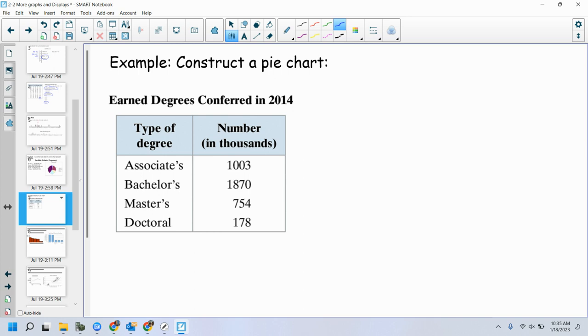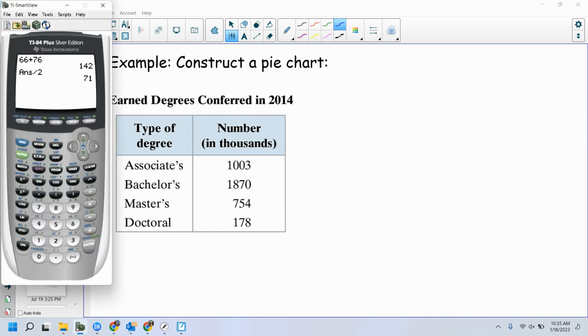So let's first start by calculating the chunk of the pie that each is going to represent, right? Basically finding the relative frequency of these things. Let's first start by finding our n value. 1,003 plus 1,870 plus 754 plus 178 is 3,805. So n is 3,805.